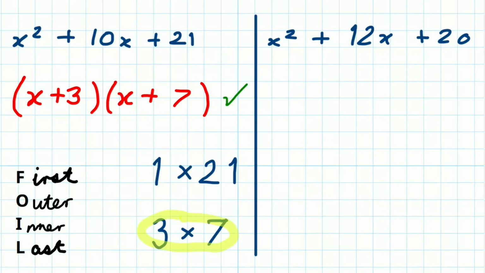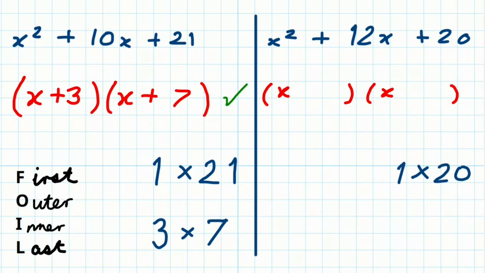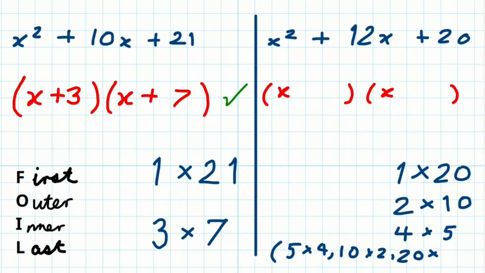Now it's possible that you may need to check more than one possibility before finding something that works. So let's try this next example, x squared plus 12x plus 20. Again, we will need two pairs of brackets, and for our x squared we will need to get x at the beginning of both brackets. Now we look at the plus 20. There are three possibilities. It could be 1 times 20, it could be 2 times 10, it could also be 4 times 5. Now we're not going to check 5 times 4 and 10 times 2 and 20 times 1 because we have x in both brackets, so it doesn't actually matter which way around they go.